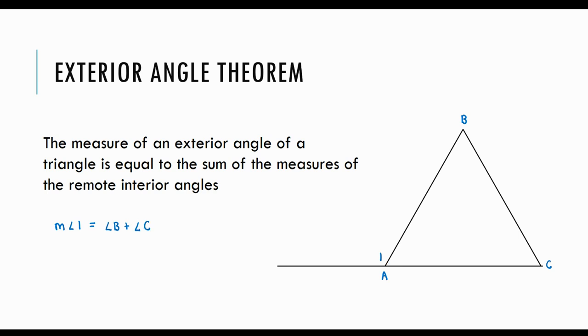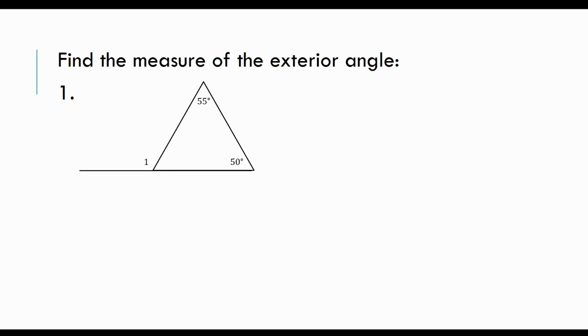So since angle BAC, this angle right here, is right next to angle 1, those are just supplementary angles. So they have their own relationship. But the remote interior angles are the two angles that are away from angle 1. So that would be angle B and angle C. So I add them together, their sum equals that exterior angle. So let's use that information.